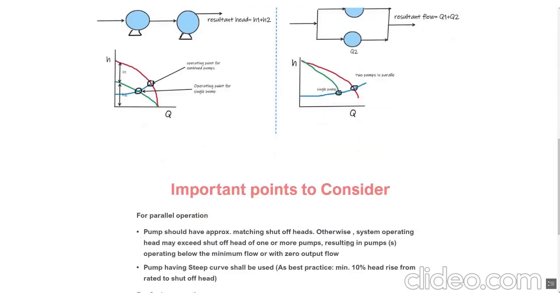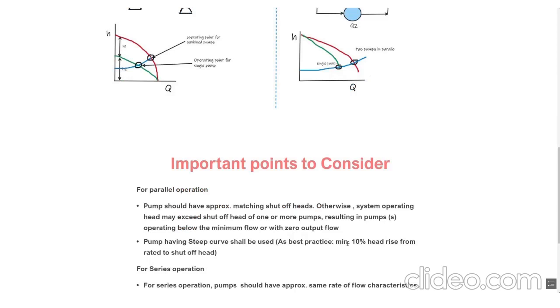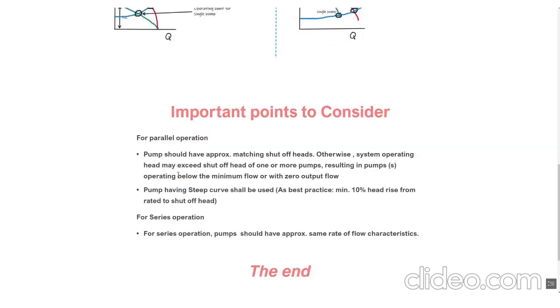Now let's come to some important considerations while taking into account these parallel and series operations. For parallel pump operation, we should take care that the pumps should have approximately matching shut-off head. Otherwise, the system operating head may exceed the shut-off head of one or more pumps, resulting in pumps operating below the minimum flow or with zero output flow.